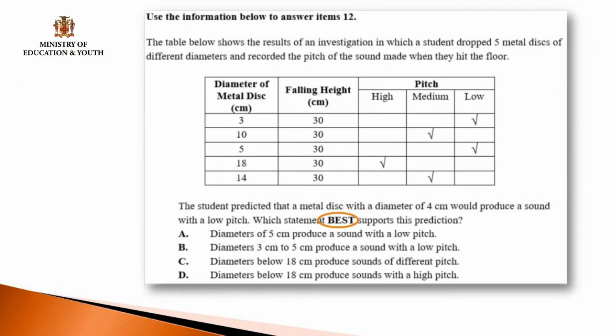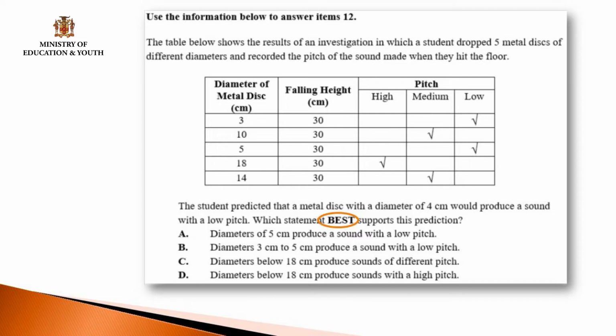So the question is asking us to find a statement that best supports the prediction from the student. And what was that prediction? That a metal disc with a diameter of 4 centimeters would produce a sound with a low pitch. So which statement then best supports that prediction?